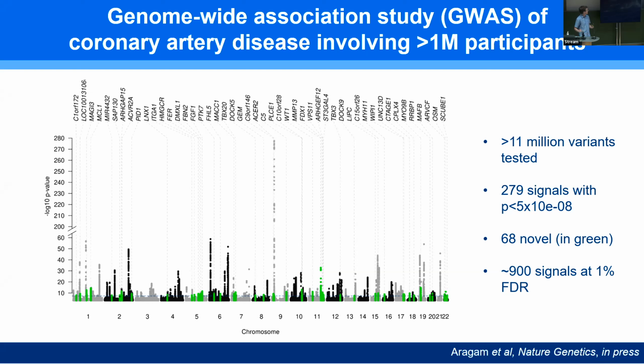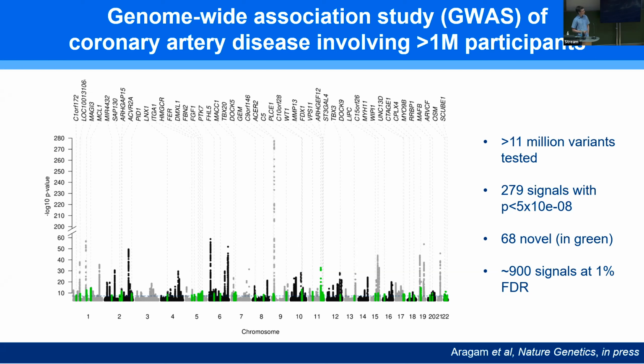This is a project we've done recently that's coming out soon, which is about 1 million people from around the world. About 200,000 of them had some sort of heart disease, and the remaining 800,000 were disease-free. And you can see many, many peaks on different chromosomes here. The black and gray ones are ones that we knew about previously, and the green ones are the ones that are now reaching our multiple testing correction.